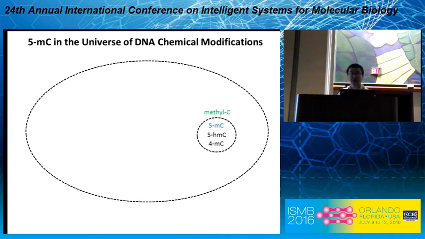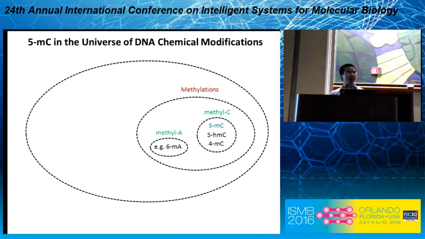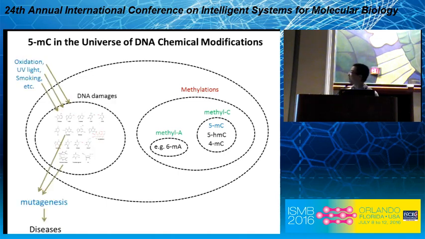There can be 4-mC, which means the methyl group is added to the 4th position of the cytosine base. And 5-hmC is another derivative of 5-mC, right? Also, if you go beyond the cytosines, methylation can also happen to the adenine base, for example, 6-mA, right? And even beyond methylation, there are a large number of DNA damages that can happen to DNA, caused by oxidation, UV light or smoking. Some of these DNA damages can be mutagenic and lead to diseases.